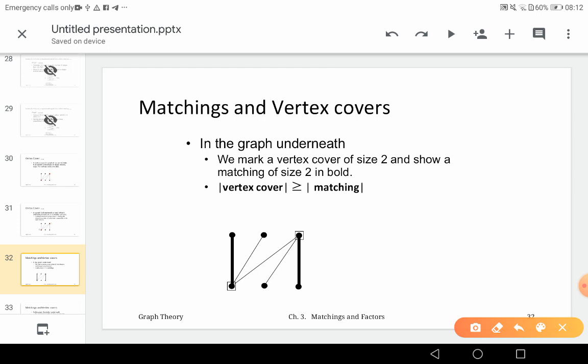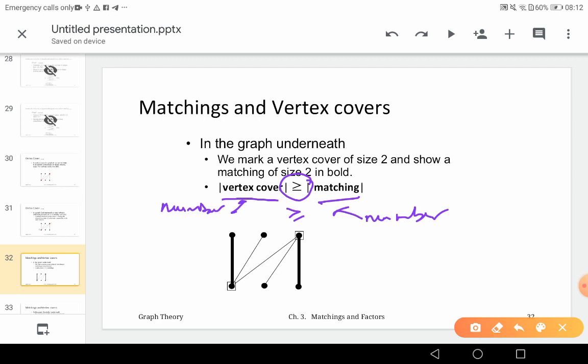Vertex cover must be greater or equal than number of matching. This is number of vertex cover, number of vertex cover. This is greater or equal than number of matching. So let's see here.